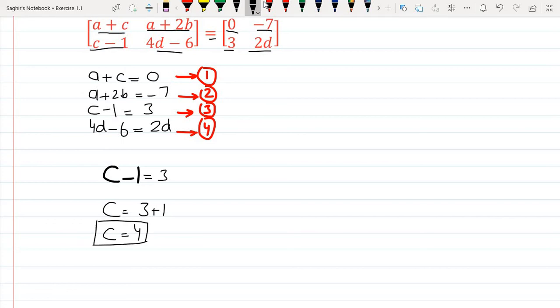Now I can find the value of A from equation 1. So from equation 1, A plus C is equal to 0. A plus the value of C, which is 4, is equal to 0. When I shift plus 4 to the right side of the equal sign, here I get A is equal to -4.